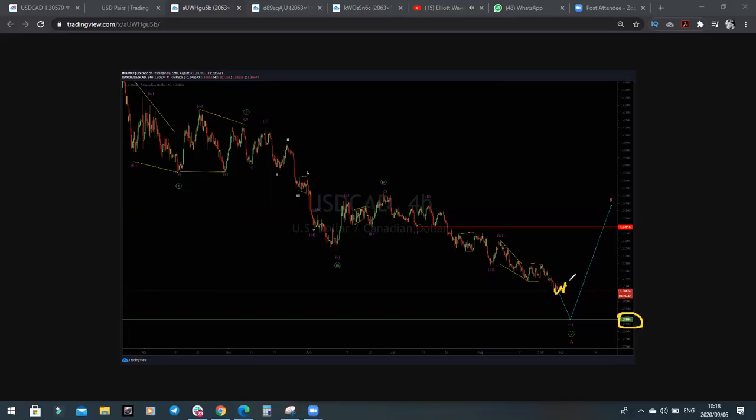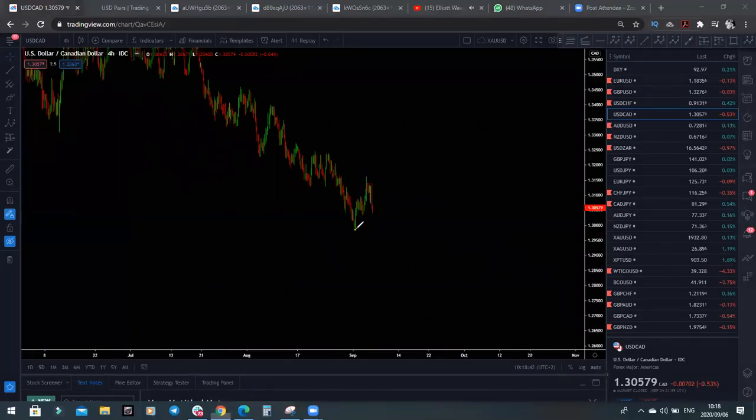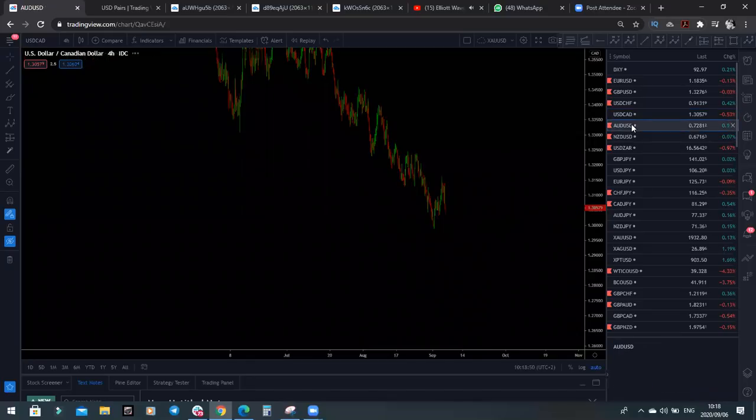So now we're still expecting continuation pattern to the downside. Why are we expecting continuation pattern to the downside? Let's have a look. That wave 5 is still incomplete, and we're still looking for this one here. This one just confirmed that we're still going to continue to the downside. That is US dollar CAD, AUD US dollar.